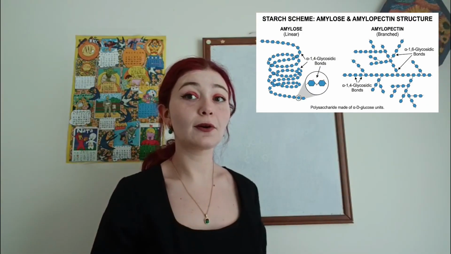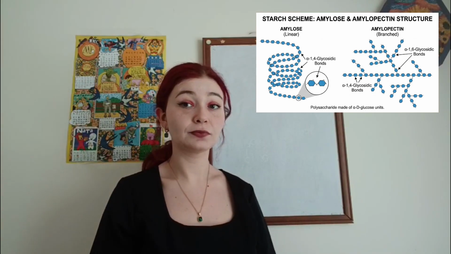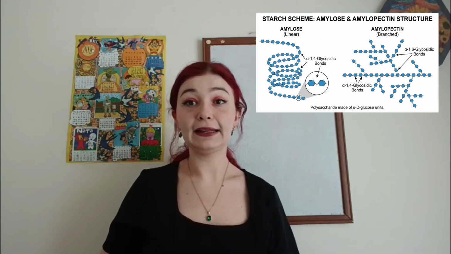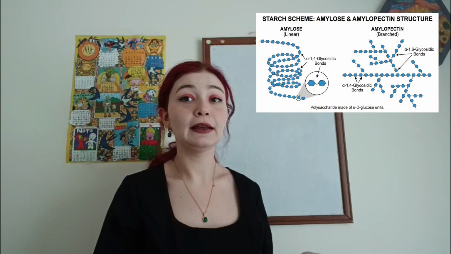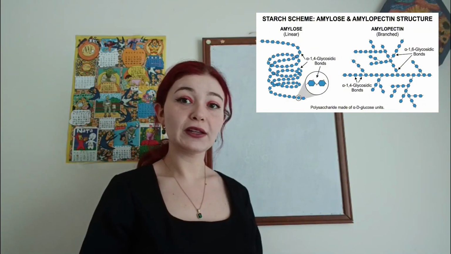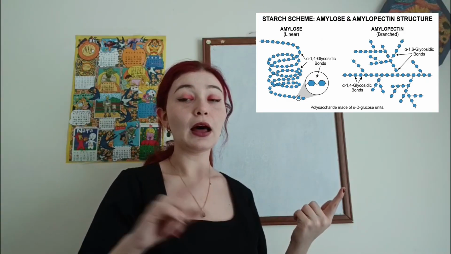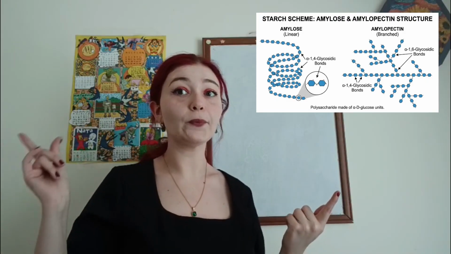Let's scale up to polysaccharides. Plants store energy as starch, specifically amylopectin. It's a long alpha chain that branches every 24 to 30 residues using an alpha 1 to 6 bond.